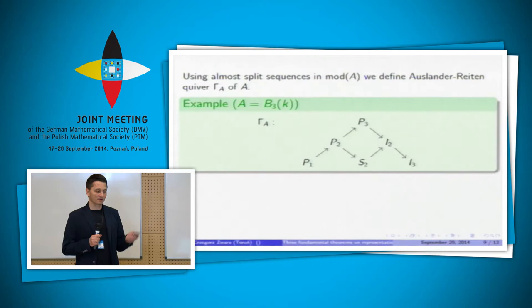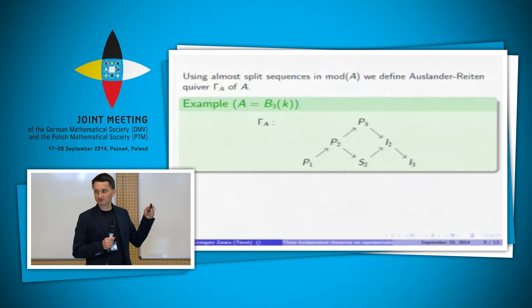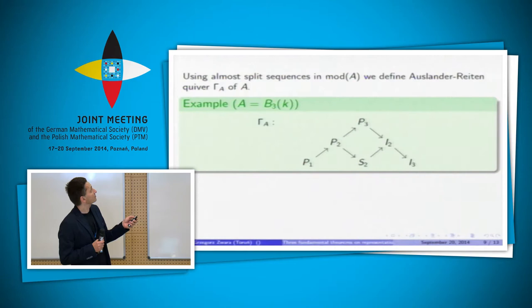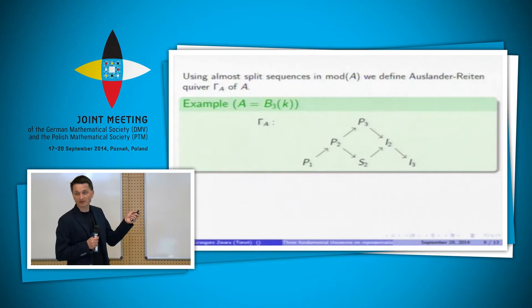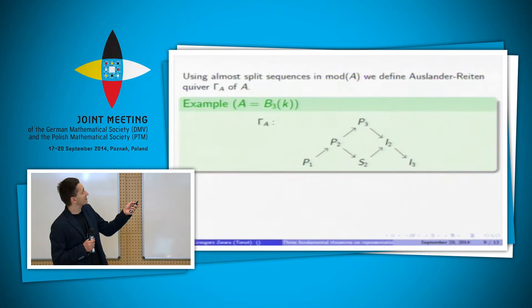For our algebra we had six indecomposable representations, which I didn't name, but I can explain. They form the following Auslander-Reiten quiver. So we have here, say, a triangle. This corresponds to one almost split sequence. This corresponds to another almost split sequence, starting at P2, with middle term the direct sum of P3 and S2, and ending at I2. And the last almost split sequence starts at S2 with middle term I2 and I3.